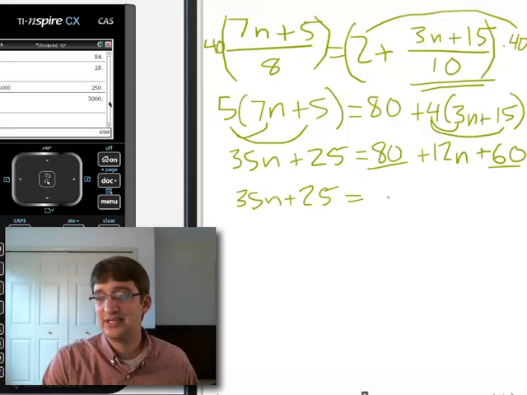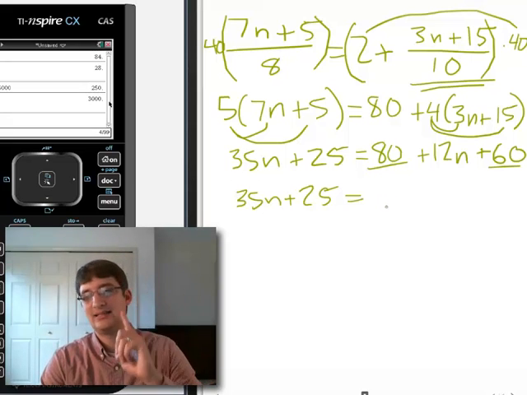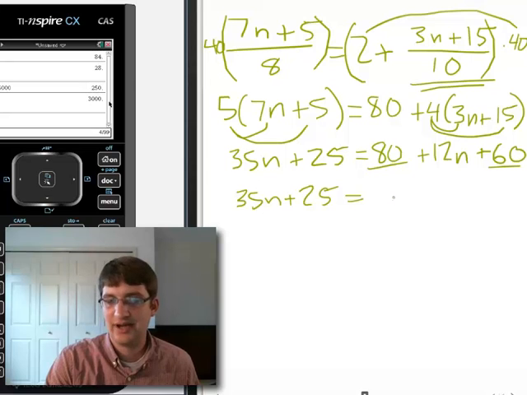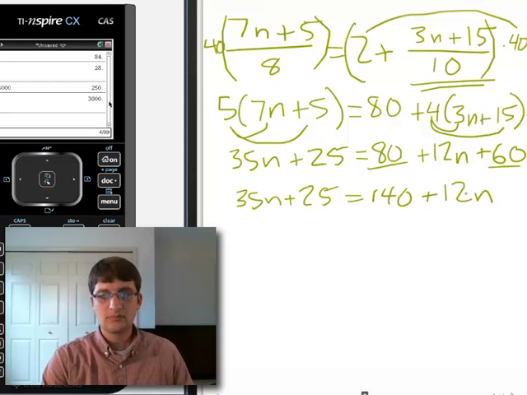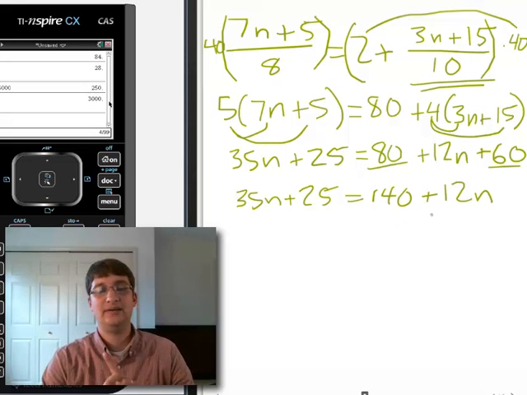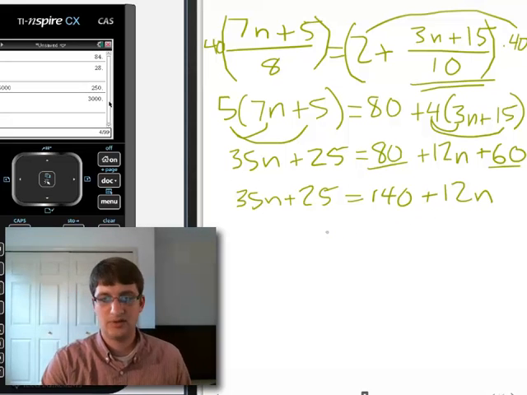The quick way I do this mentally is just think what is 8 plus 6 and then just add a 0 after it. So that's going to be 14. And then I just add a 0 after that, okay? Plus 12n, okay? Alrighty, now we're going to go ahead and move the variables to one side and move the numbers to the other, okay?